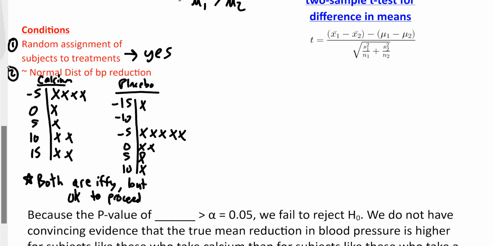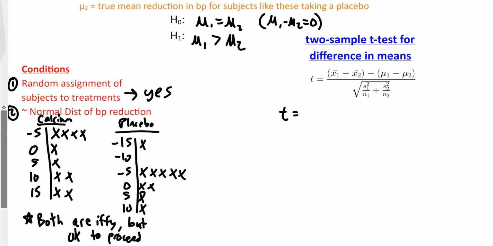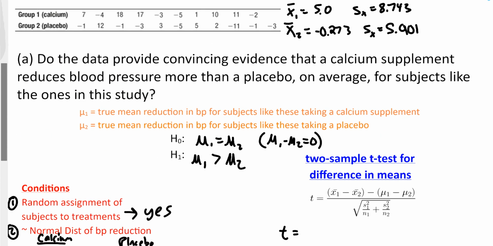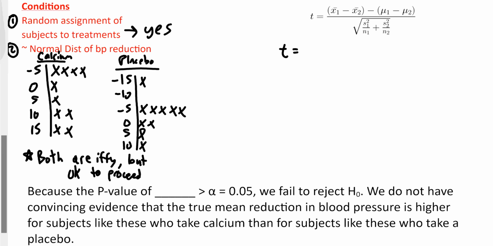Now getting into our formula, to find our t-value, we have to use those values that we found, which were up here. And we want to find the difference here. So we're going to do mu1 minus mu2. It's going to be 5.0 minus negative 0.273. From there, we're going to subtract 0 because we're assuming there is no difference. And all this on the bottom.